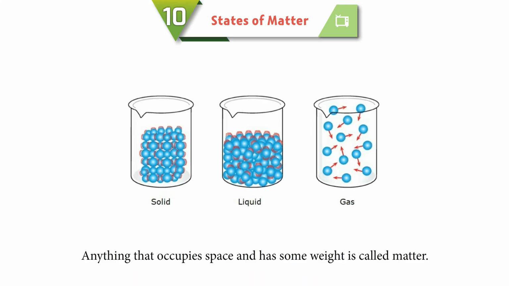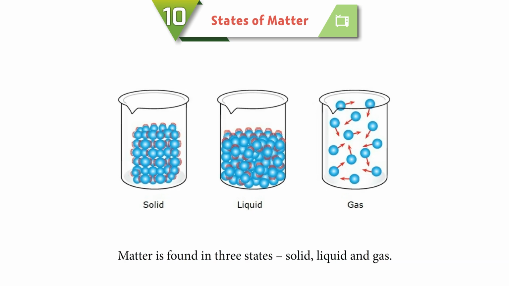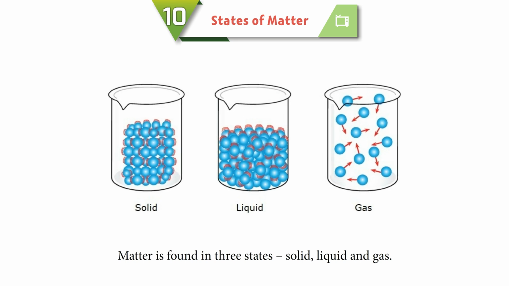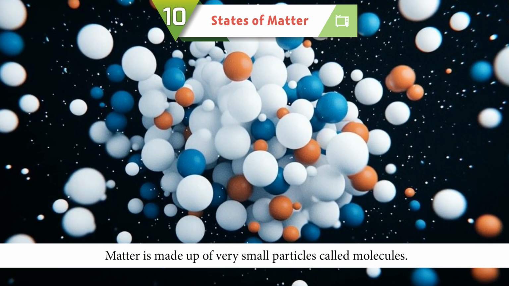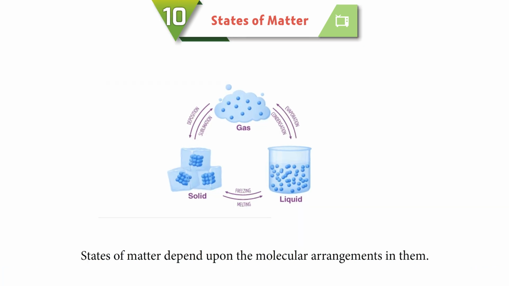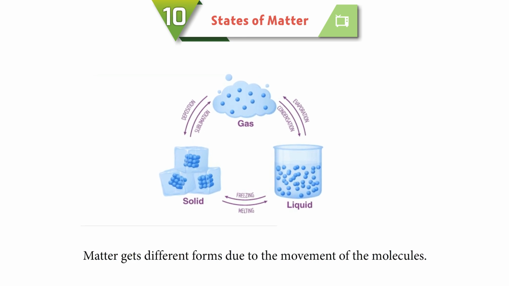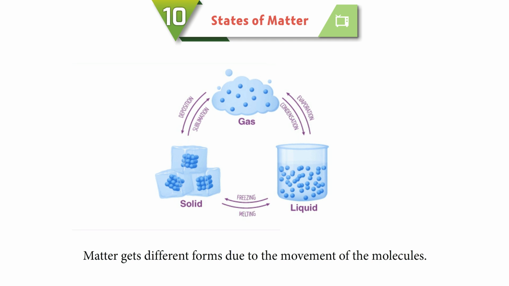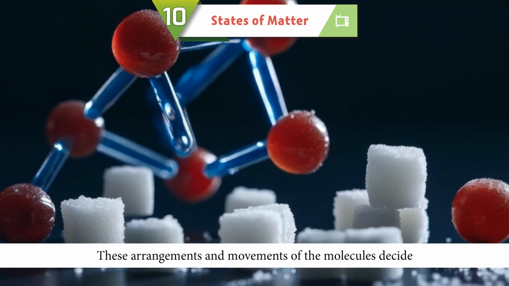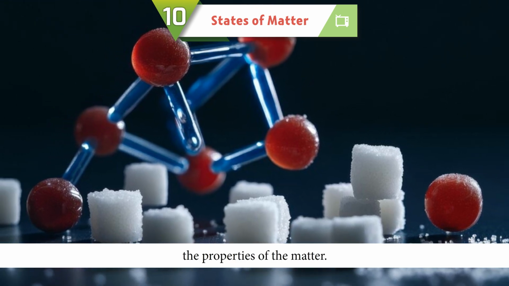Anything that occupies space and has some weight is called matter. Matter is found in three states: solid, liquid, and gas. Matter is made up of very small particles called molecules. States of matter depend upon the molecular arrangements in them. Matter gets different forms due to the movement of the molecules. These arrangements and movements of the molecules decide the properties of the matter.